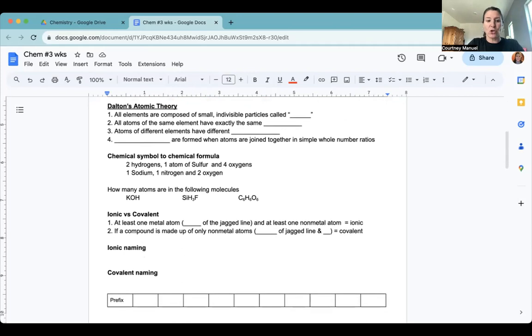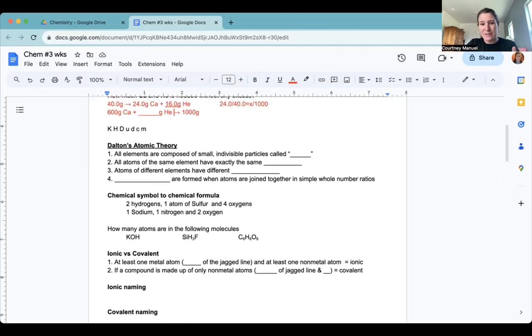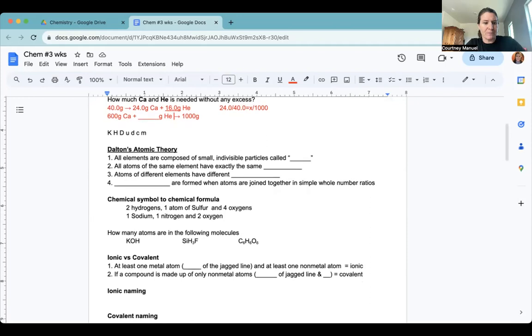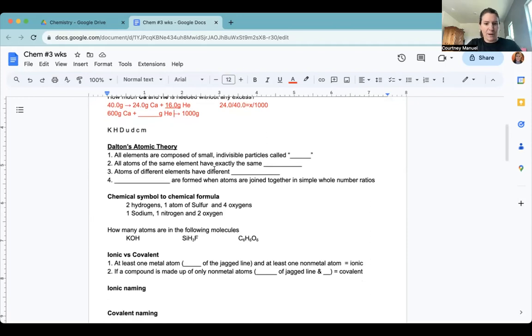All right, let's move on to Dalton's atomic theory. You might have to pause, do some adding, subtracting, what you got to do. Dalton's atomic theory. All right. All elements are composed of small, indivisible particles, which means they can't break down any smaller, particles called atoms. Yeah, I'm not going to make it look nice. You guys can do that.